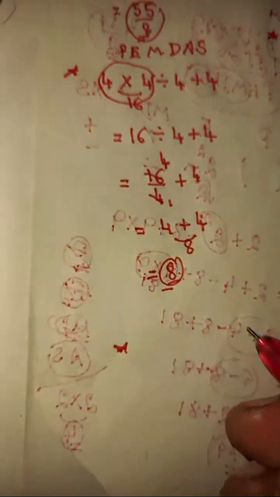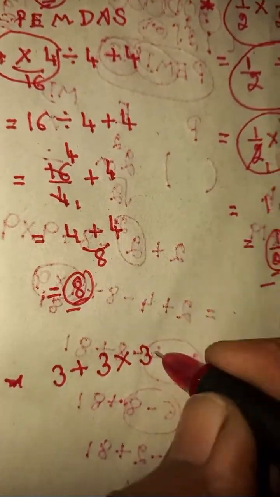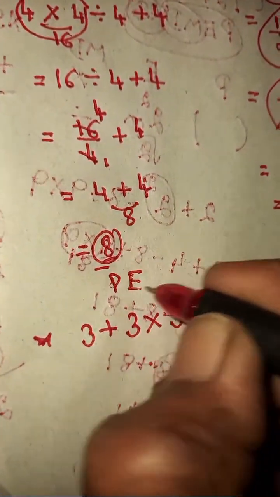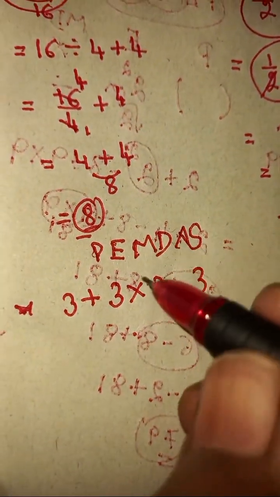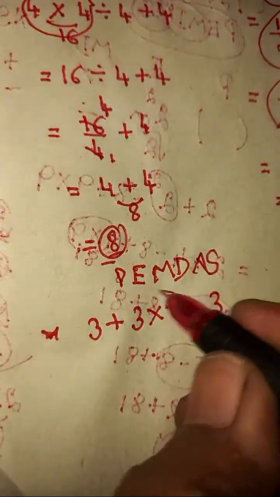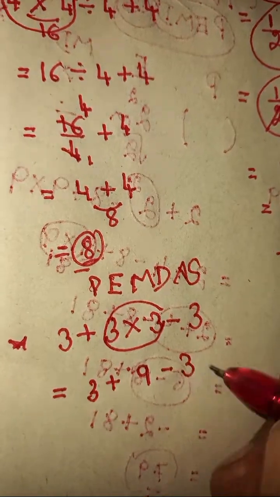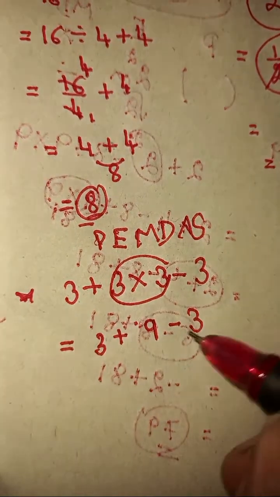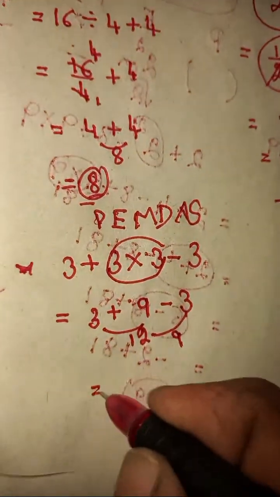Let's take one more problem. Here they give 3 plus 3 times 3 minus 3. Here also, using the same rule, you do multiplying and dividing first. Let's do this part first. That becomes 3 plus 3 times 3, which is 9, minus 3. Next, adding and subtracting are there, so do it from left to right. 3 plus 9 is 12. 12 minus 3 becomes 9. So this complete thing becomes 9.